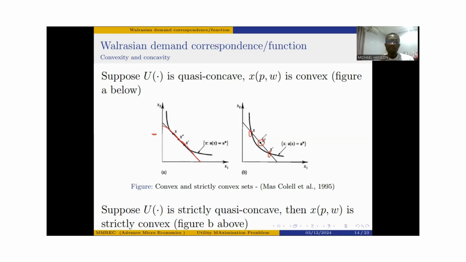The moment you talk about Walrasian demand correspondence, you're talking about the first diagram, where we have several bundles being afforded by the same budget. But when we talk about the Walrasian demand function, single value, one commodity, one bundle afforded, but no alternatives. Great. So suppose your utility function is strictly quasi-concave, then your demand function will also be strictly convex, as in this part of the diagram.